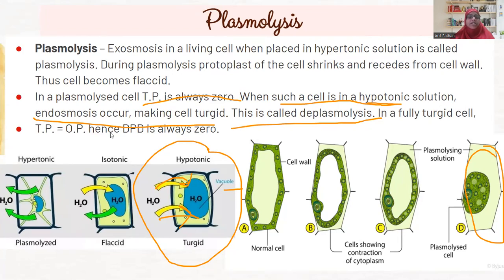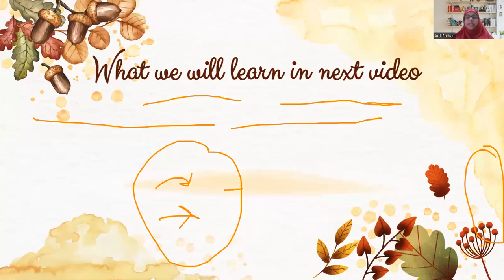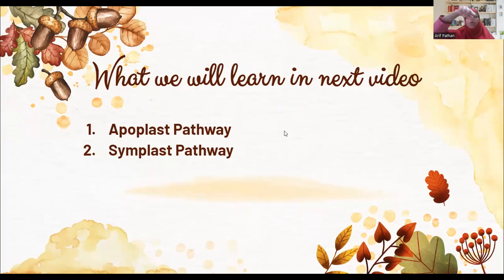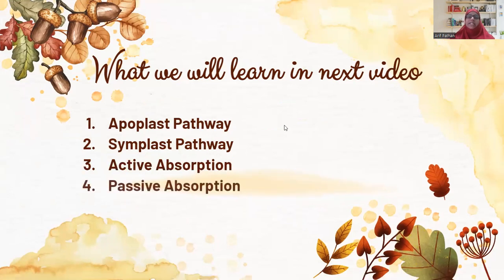And in a fully turgid cell, we know that the turgor pressure is equal to osmotic pressure, and hence the diffusion pressure deficit is always zero. So that's all with respect to plasmolysis. In the next video, we will be talking about the pathways of water, how the water moves inside, what path it takes to reach the interior of the cell. There are two pathways, apoplast and symplast, very simple. We will also cover what is active absorption and passive absorption with respect to the movement of water in the root system.